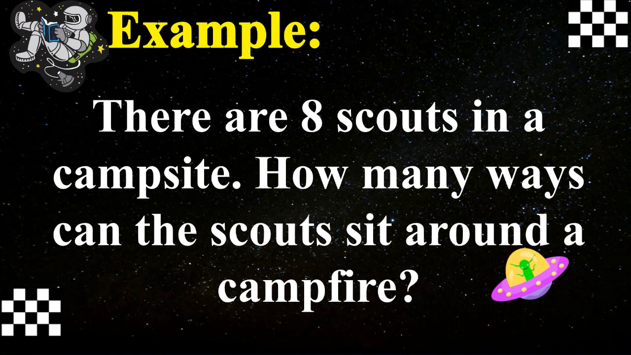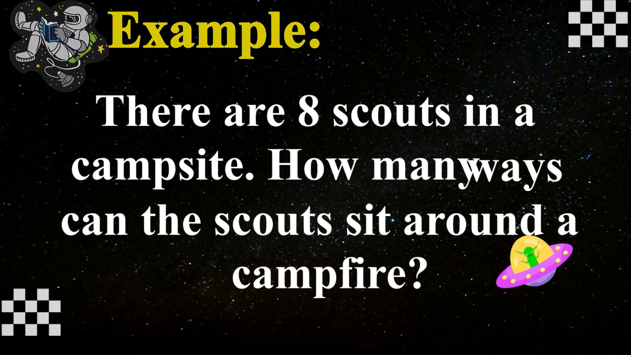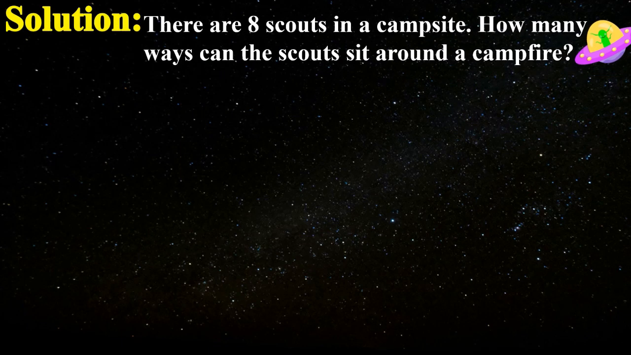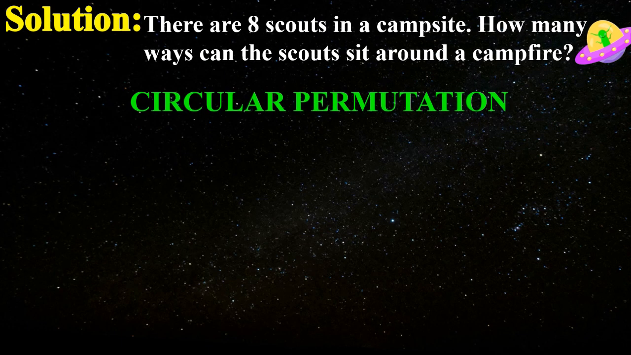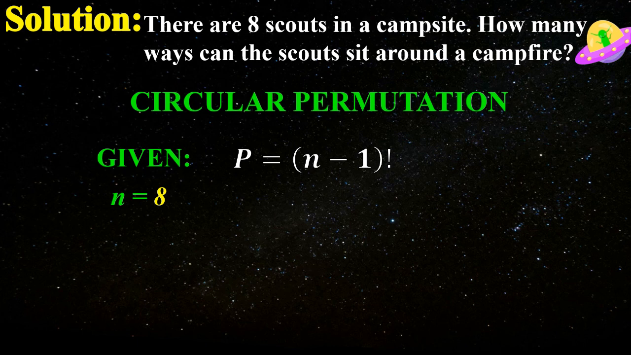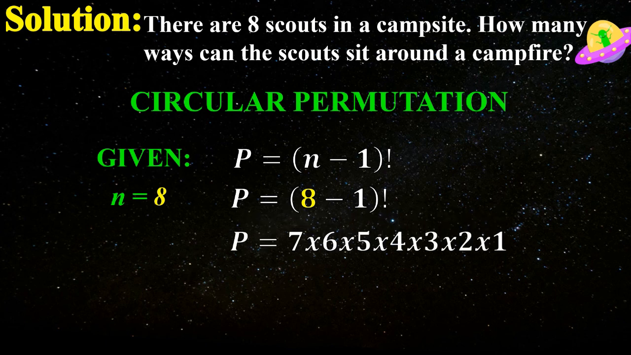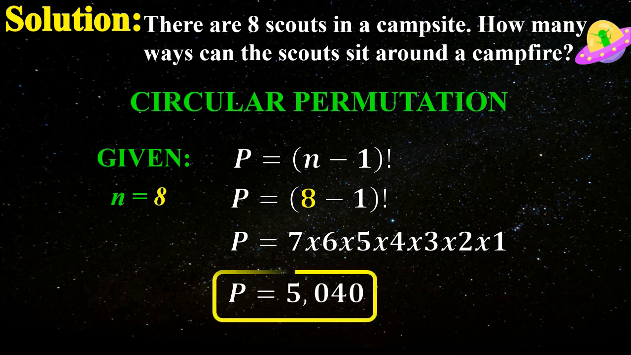There are 8 scouts in a campsite. How many ways can the scouts sit around a campfire? By looking at the given problem, we have circular permutation. Now, the given n is equal to 8. The formula for circular permutation is the quantity of n minus 1 factorial. Replace n with 8, and 8 minus 1 is equal to 7 factorial. Then 7 factorial is equal to 5,040.